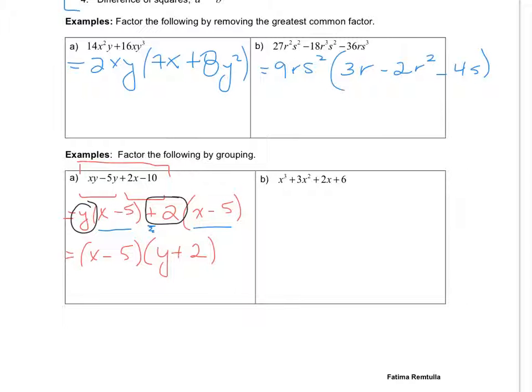So notice that I have x minus 5 first and y plus 2 second. You could have y plus 2 first and x minus 5 second. It doesn't matter. It's common practice to put the common bracket first.